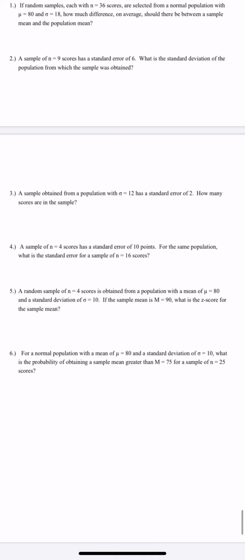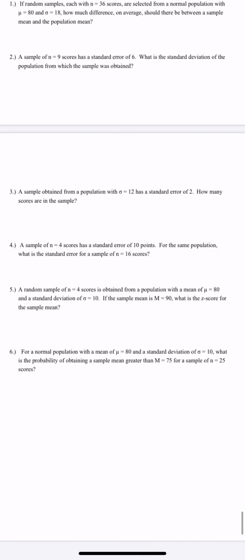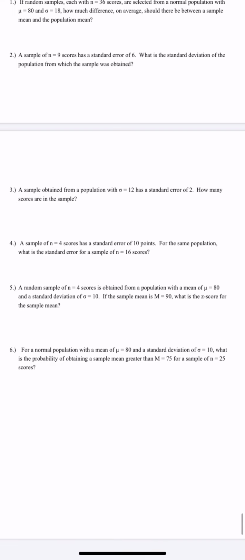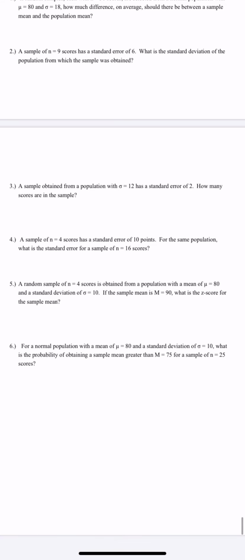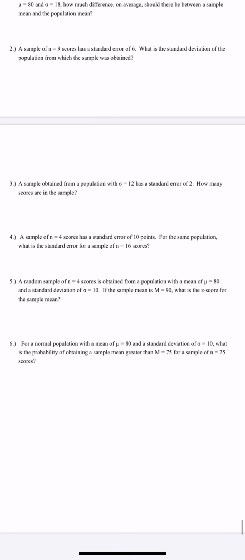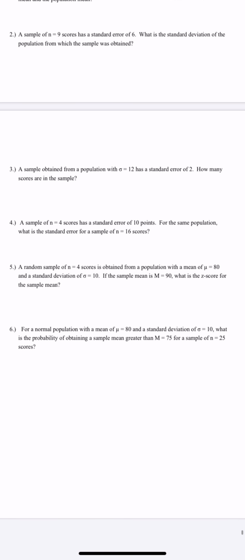A sample obtained from a population with a standard deviation of 12 has a standard error of 2. How many scores are in this sample? We are going to use the formula for n, which is standard deviation divided by standard error, squared. So you do 12 divided by 2, which is 6, squared equals 36. So n would equal 36 from that population.